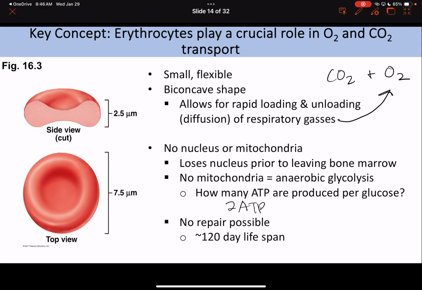And so because it has no nucleus, so no instructions to make any parts of the cell, and there's no mitochondria, so very little energy can be produced, there's no repair possible. So red blood cells cannot repair themselves, so they only live about 120 days. You could say 100 to 120, but it's about 120 days that these red blood cells live. And again, it's mostly because of the lack of a nucleus, so they don't have the instructions. They don't know what to make or how to make it if they don't have a nucleus. So, questions about the characteristics of red blood cells? Okay.